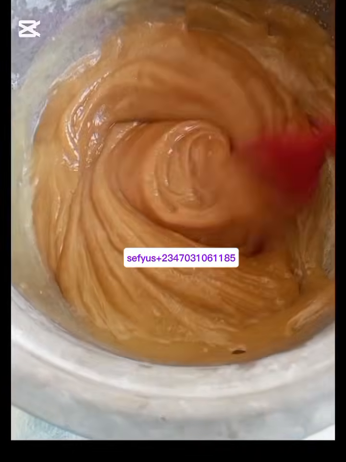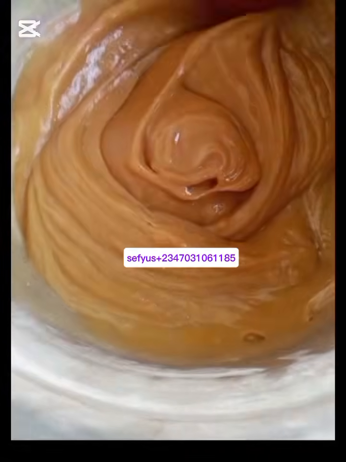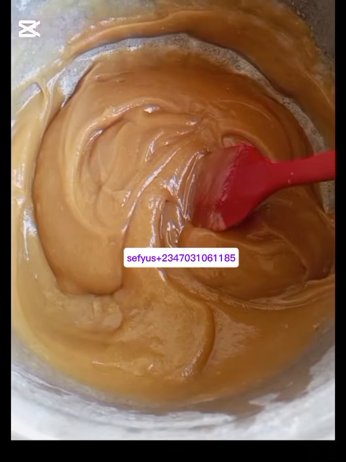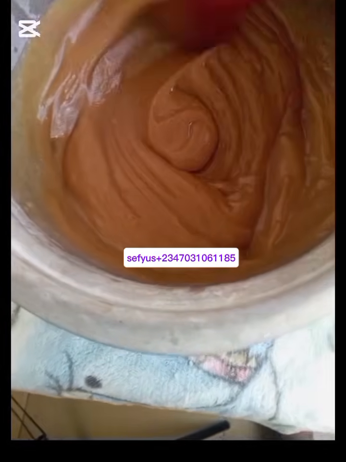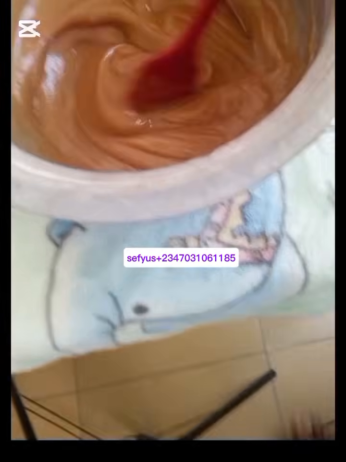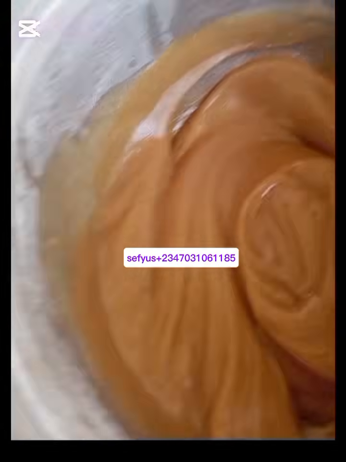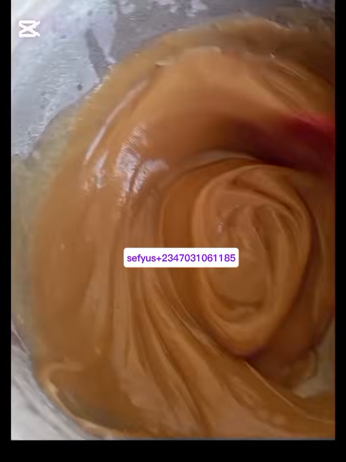So you have to stir it properly till it's well incorporated. This is the soap batter. Stir it well. Make sure there are no lumps.